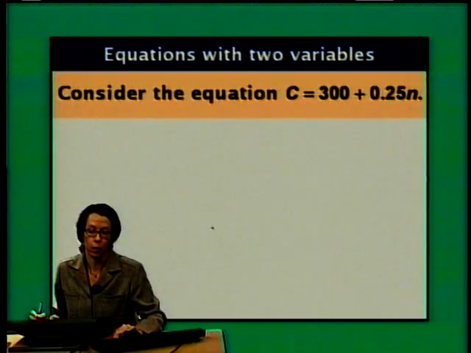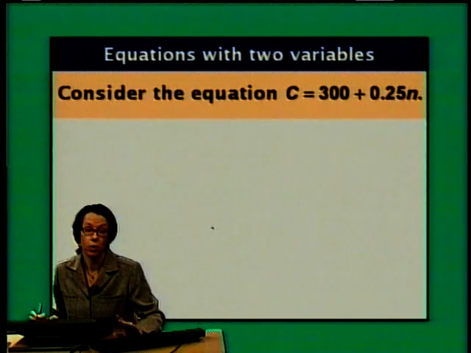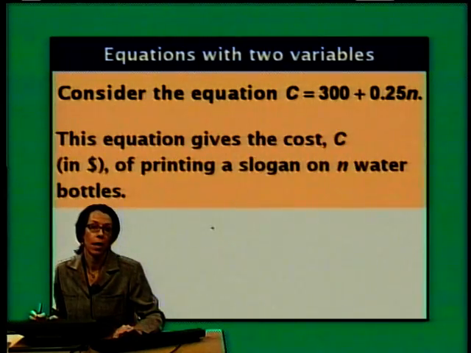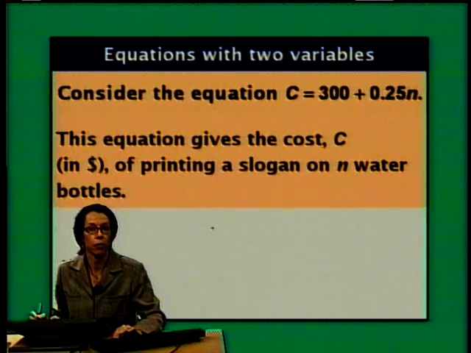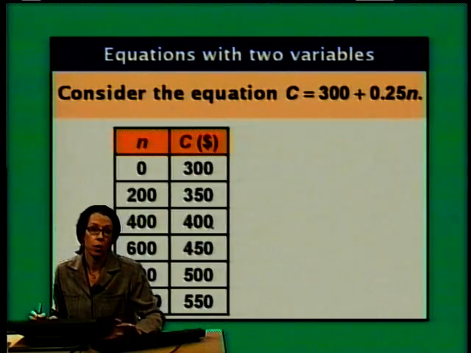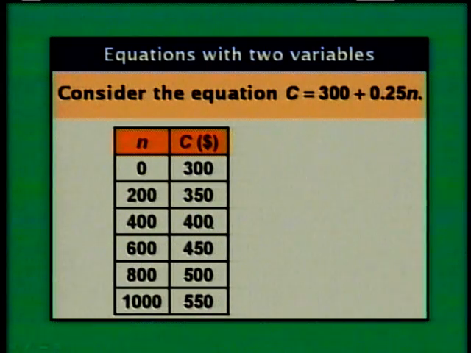Let's look at another equation. This equation is an equation in two variables, C equals 300 plus 0.25n. And this equation gives the cost, C in dollars, of printing a slogan on n water bottles. So let's look at a table of values. I've already filled it in, and one of the things we can do with this table of values is look for a pattern. So let's look at the table.